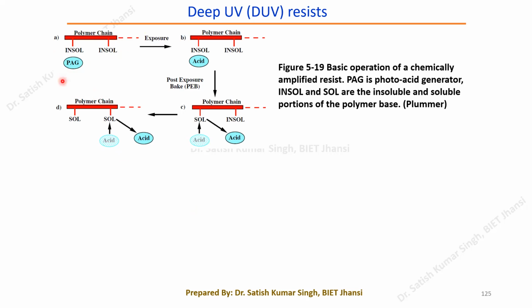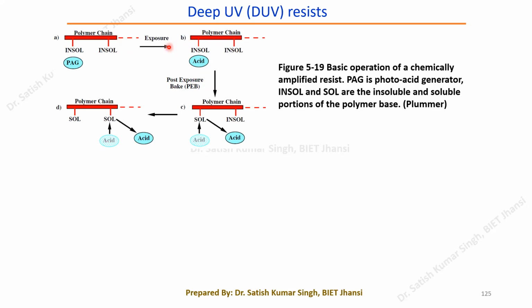Initially this photoacid generator material is insoluble in your developer. It is not soluble. So we expose it to the UV rays, deep ultraviolet rays. Once we do the exposure, this PAG material will generate a particular acid. This acid acts as a catalyst.